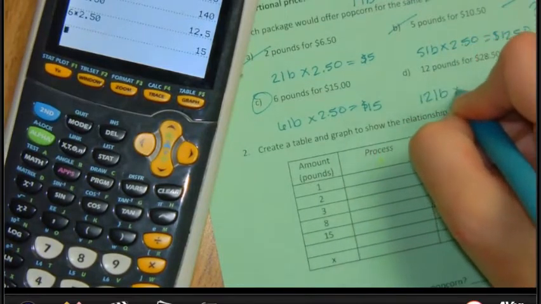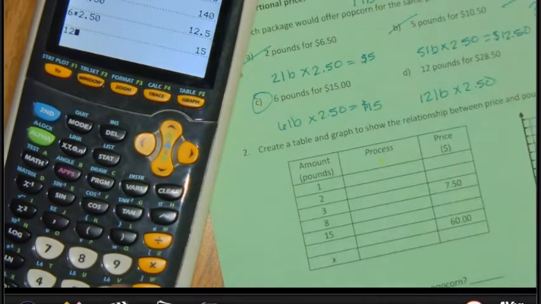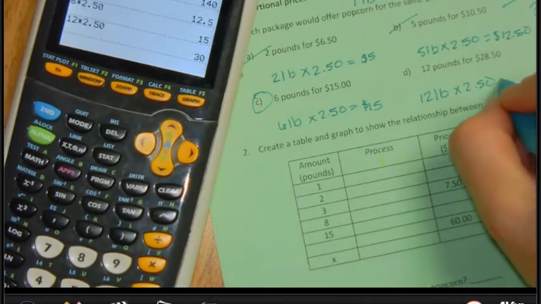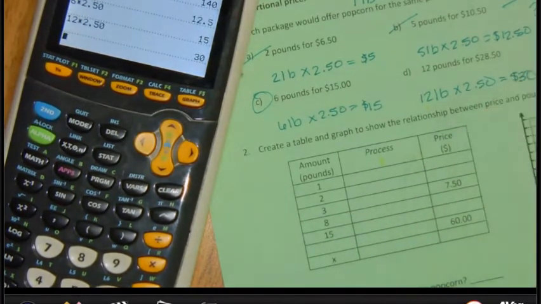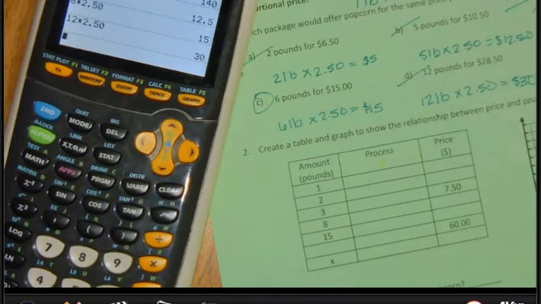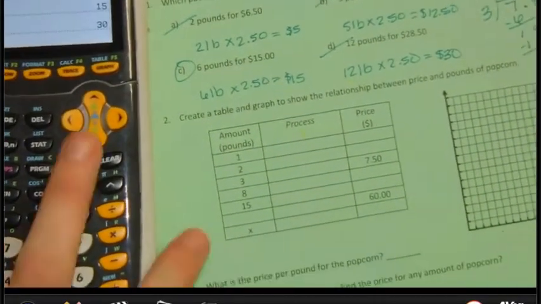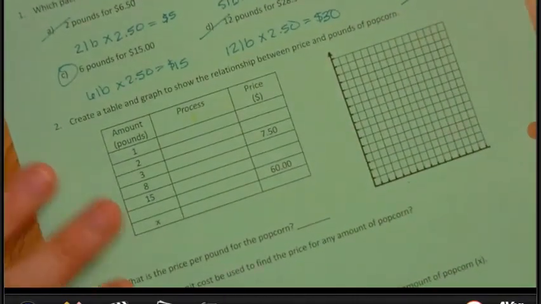12 pounds times 2.50, so 12 times 2.50, that should tell me it equals $30. Well, D does not equal $30. Okay. Number 2, create a table and graph to show the relationship between price and pounds of popcorn.